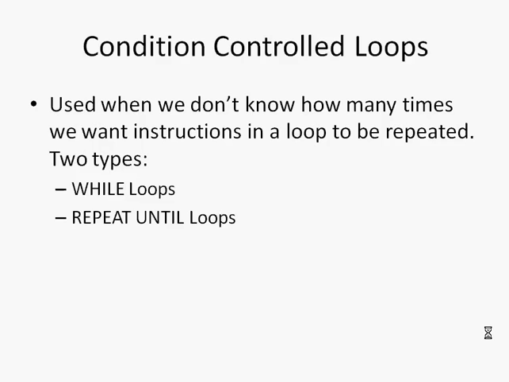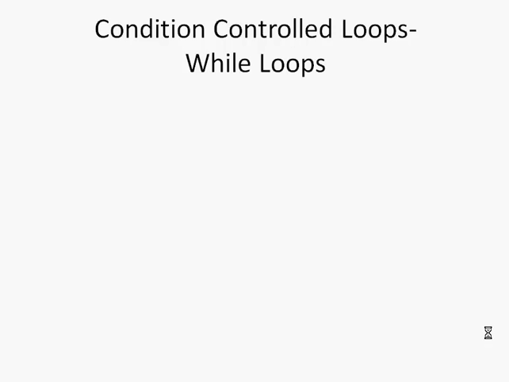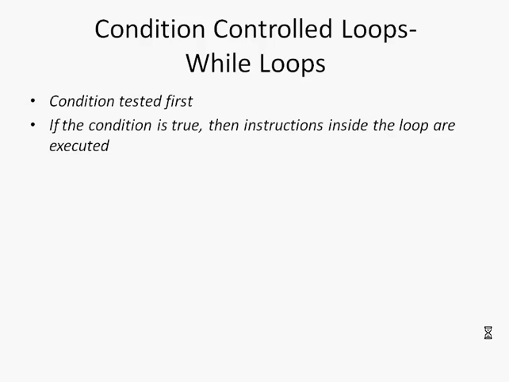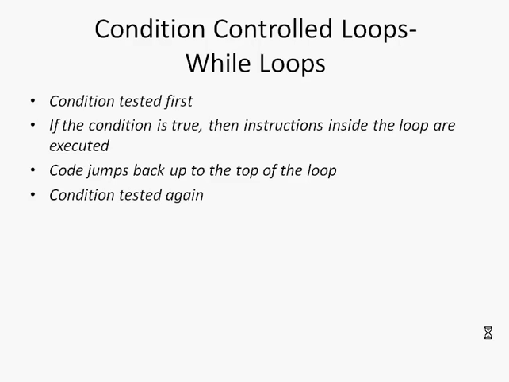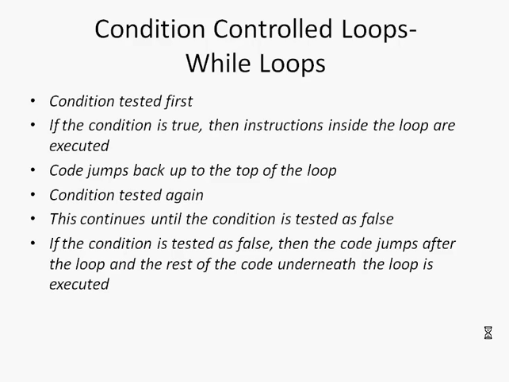There are two main types. There's while loops and repeat until loops. So we'll look at while loops first of all. In while loops, the condition is tested first. You'll see what we mean with that in a moment. If the condition is true, then instructions inside the loop are executed. Code jumps back up to the top of the loop after the instructions have been executed, and the condition at the top of the loop is tested again. This continues until the condition is tested as false. If the condition is tested as false, then the code jumps after the loop and the rest of the code underneath the loop is executed.